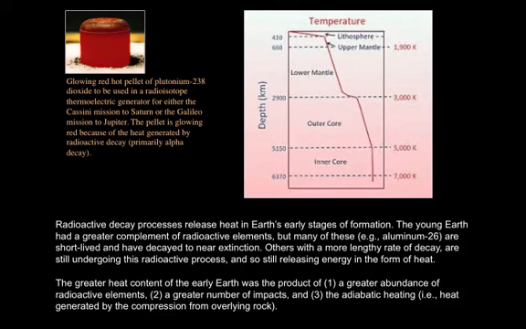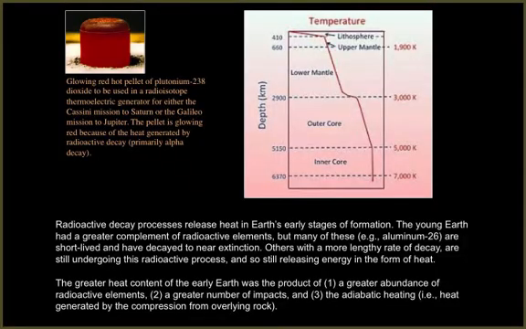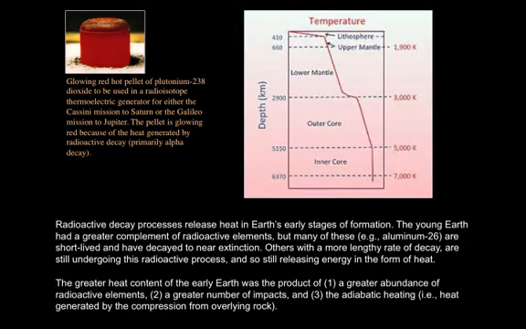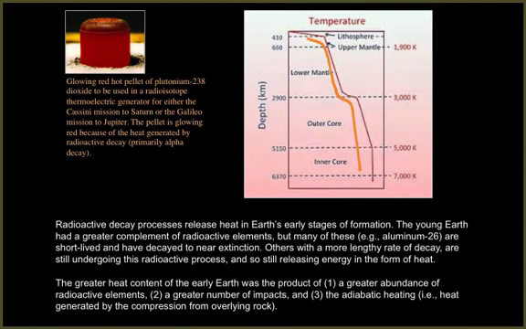And if we look at just a temperature profile through the Earth, we see that temperature increases as you go deeper down towards the center of the Earth. This is, in part, adiabatic heating. And I put in here a glowing red-hot pellet of plutonium-238 dioxide that was used in a radioisotope thermoelectric generator for either the Cassini mission to Saturn or the Galileo mission to Jupiter. The pellet is glowing red because of the heat generated by radioactive decay, primarily alpha decay.